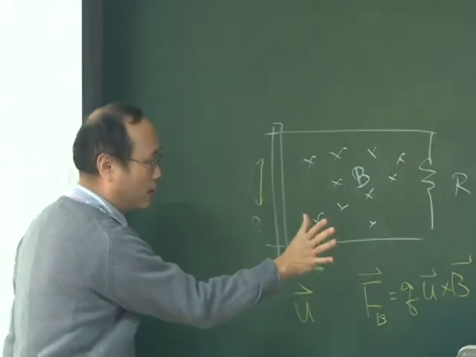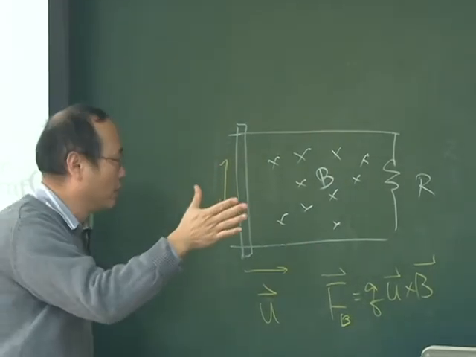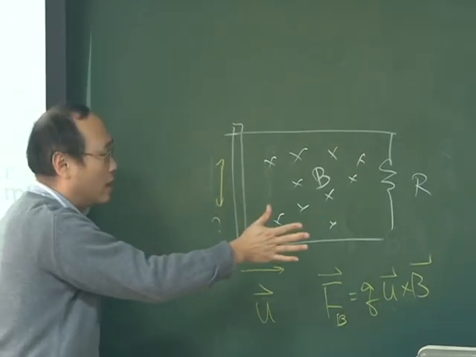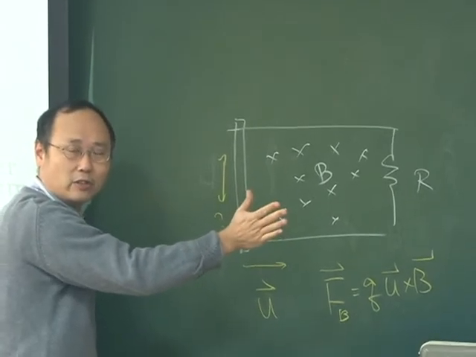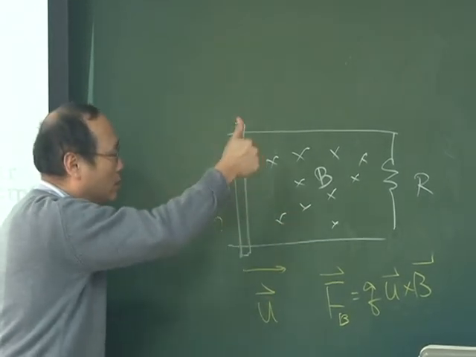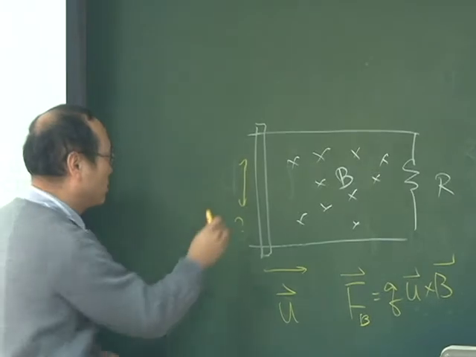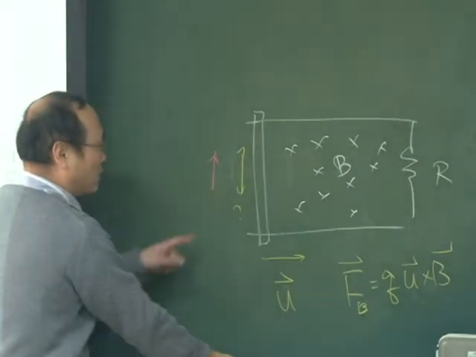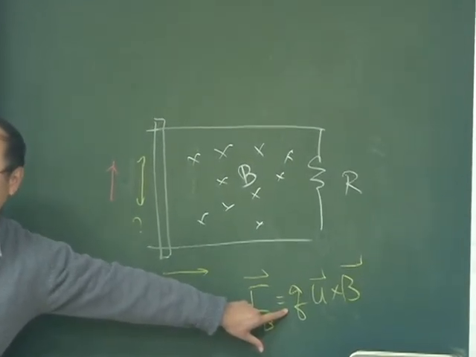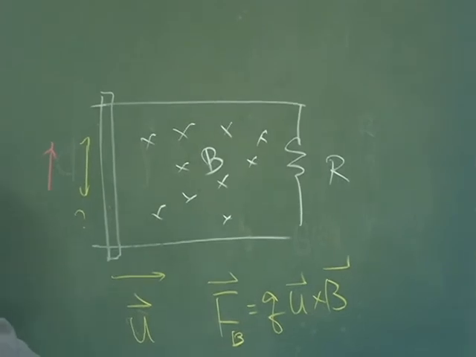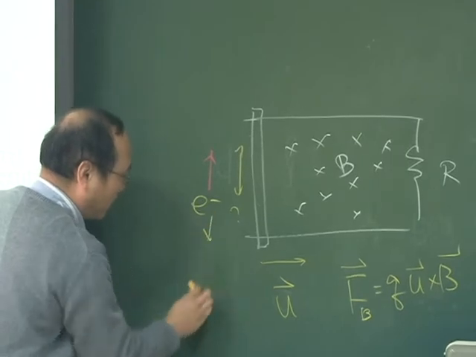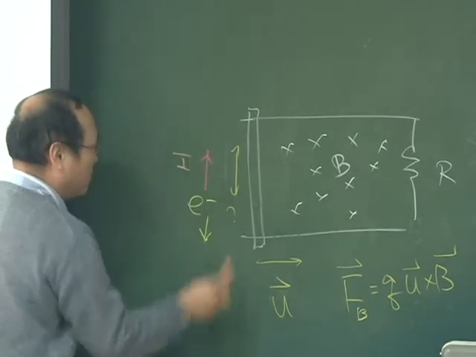So if I use my 5 fingers, point along the U direction, and I move my 4 fingers toward the B direction into the board, then my current is going to move in this direction. Right, so now I figure out the current has to be along this direction, but the electron is going to move down because the electron charge has a minus sign. So the electron is going to move down. All right, but the current is going to move up.